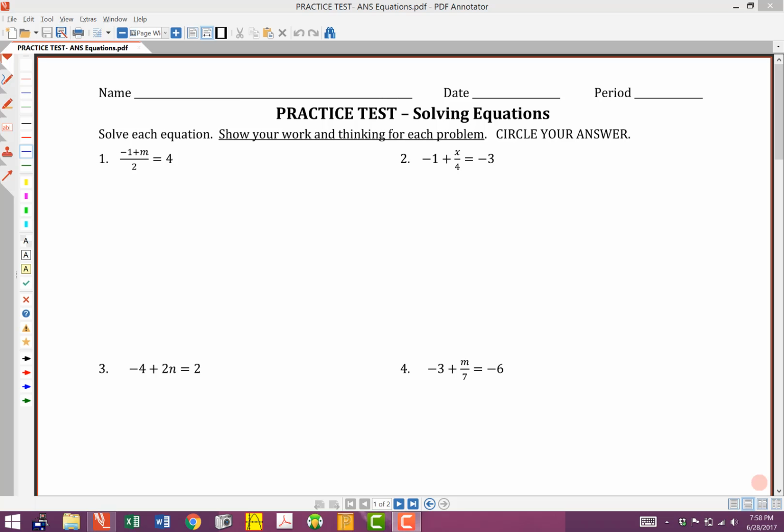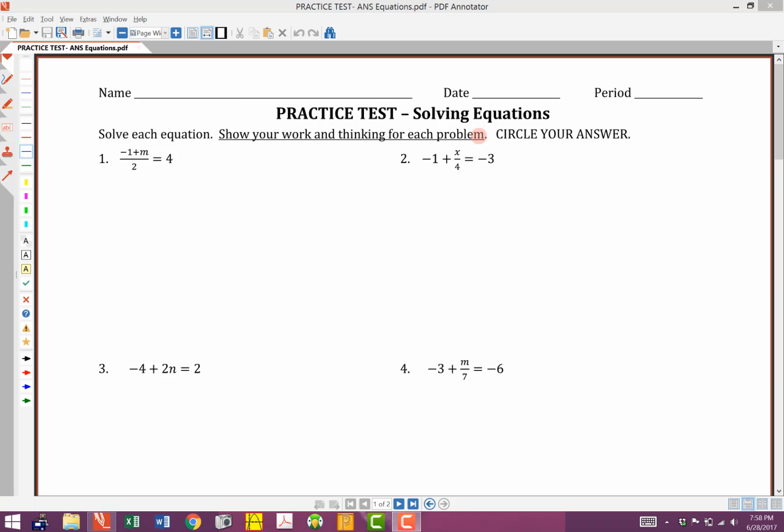Okay, as you go through and do this practice test, please make sure you're showing your work for each one of the problems, even if you think it's something you can do in your head. We really want to avoid silly mistakes, and when I correct your test, I really need to see that you understand inverse operations, how to solve these, and show your work the right way.